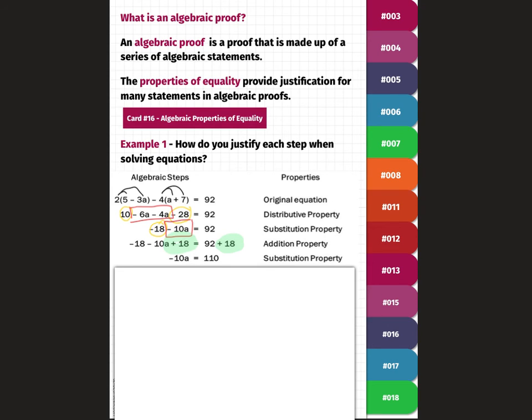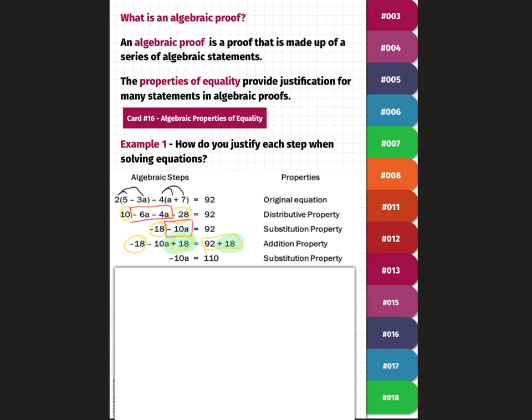Then I'm going to do the actual math. Negative 18 and a positive 18 is going to give me 0. And then I'm going to do 92 and 18, which is going to give me 110. So I'd be left with negative 10a is equal to 110.